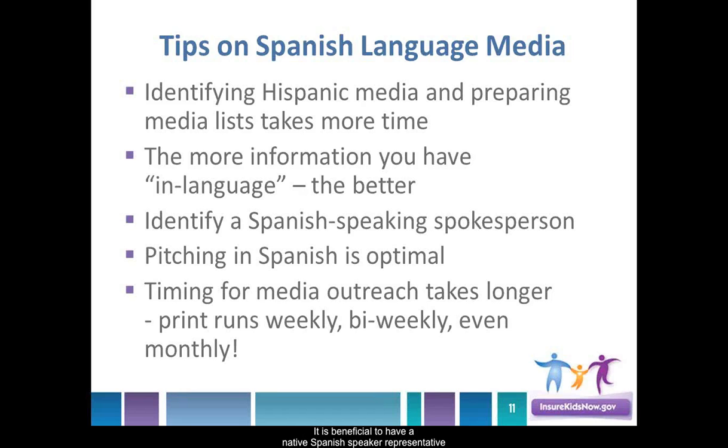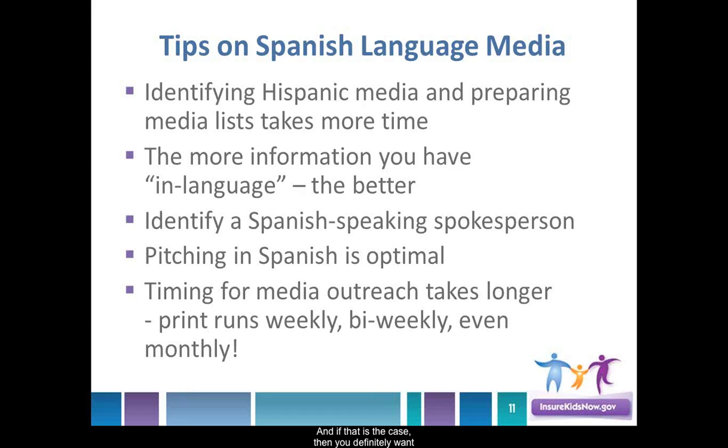It is beneficial to have a native Spanish speaker representative to speak on your campaign or your organization's behalf. If you do not have a native speaker on staff, identifying a community leader that serves as a trusted voice in the community to partner with your campaign or your organization would be very important. And partnering with this organization can also be pitched to the Hispanic media, especially if they have those existing relationships already.